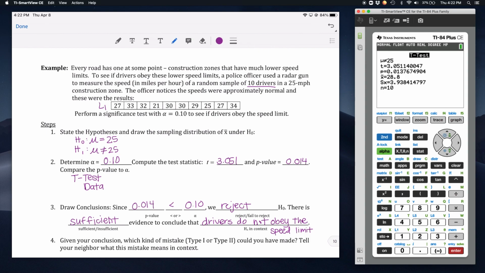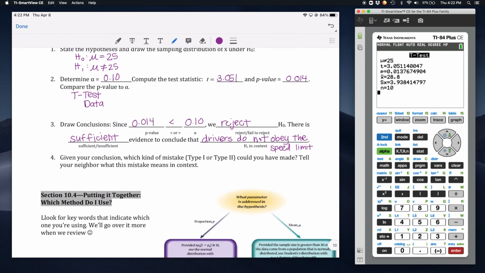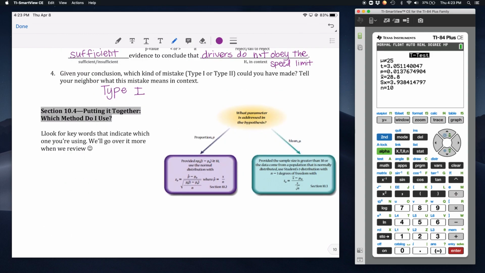Okay, so in this case, based on giving your conclusion, which we said reject the null, which type of mistake could you have made, a type 1 or type 2? Tell your neighbor and tell what this mistake means in context. In this case, since you reject the null, even though the null may have been true, we could have made a type 1 error. And that would be saying, hey, we think people actually break the speed limit, when in reality they don't. Okay, that's it for 10.3.